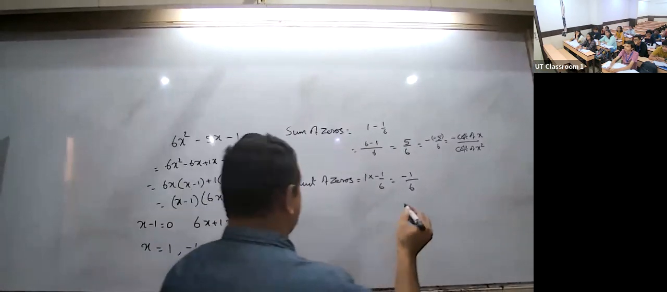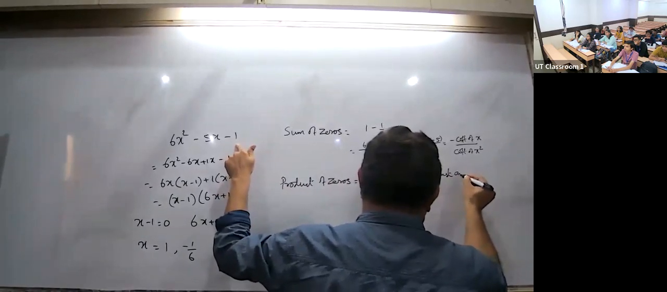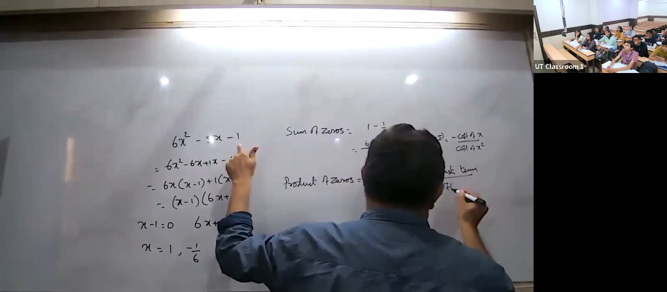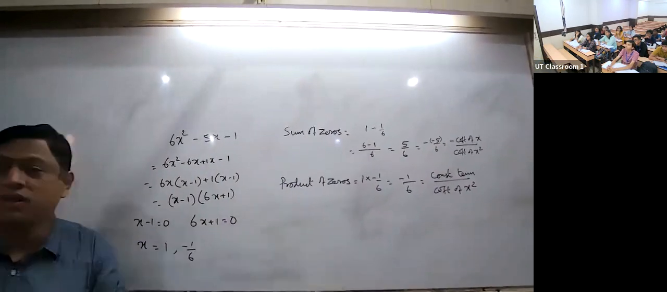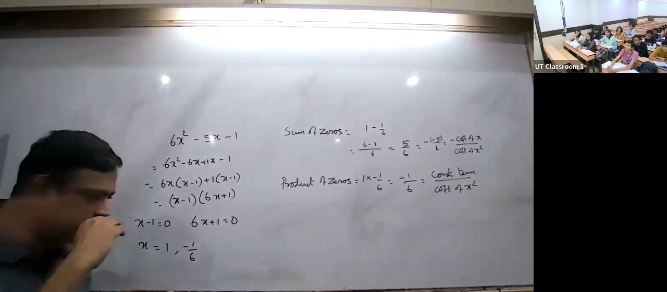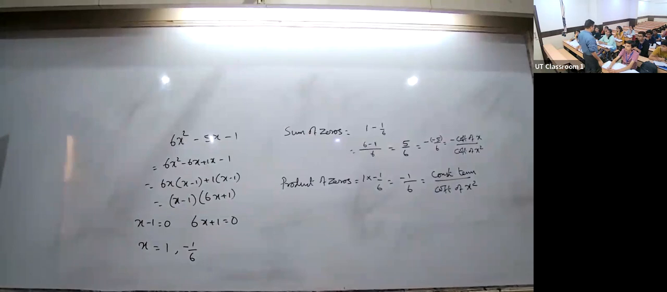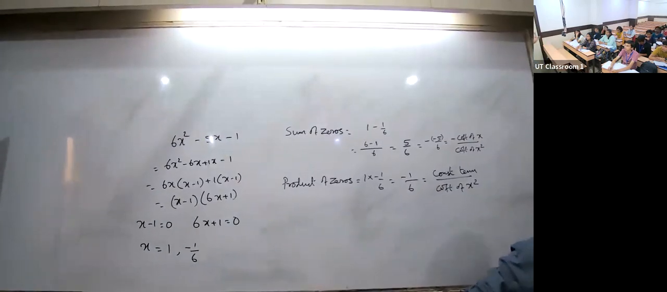And the product of the zeros is equal to the constant term upon the coefficient of x square. See, this is the constant term upon the coefficient of x square. This is the common rule for a quadratic polynomial. What is the rule for the quadratic polynomial? Sum of the zeros is equal to minus coefficient of x upon coefficient of x square. Product of the zeros is equal to the constant term upon the coefficient of x square. Learned, all of you? This is very important.